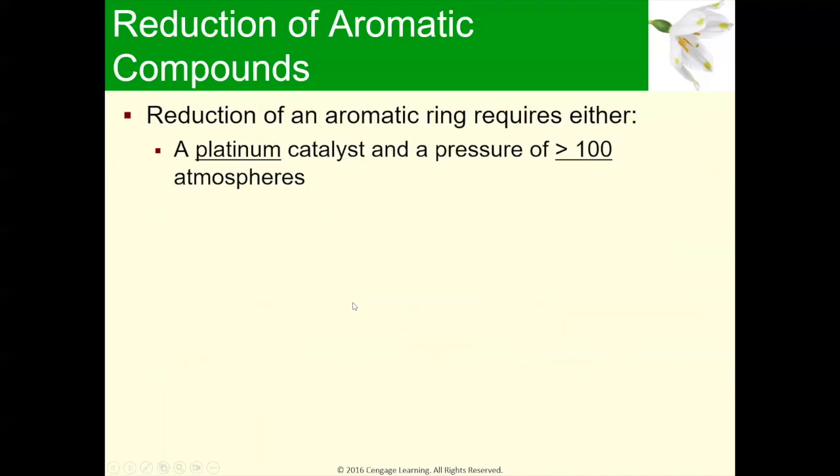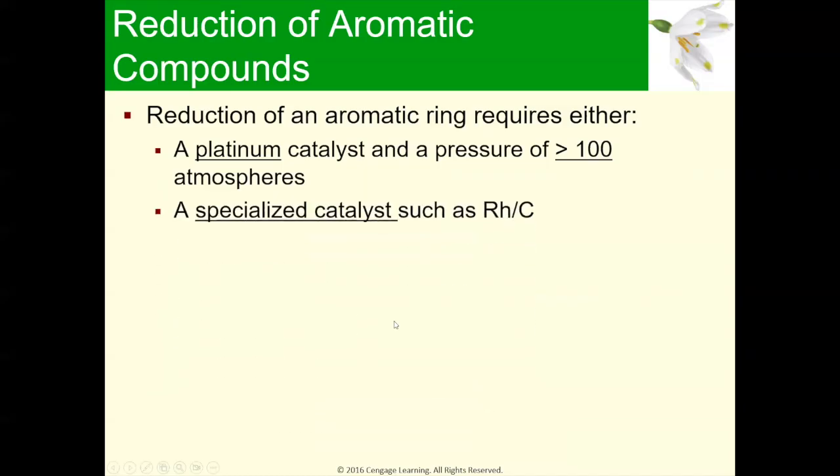Okay, so how do you, if you really did want to reduce the aromatic compound to a cyclohexane, just an alkane, how do you do it? Well, you could do it with a platinum catalyst, but it also requires very, very high pressures. Pressures over 100 atmospheres of hydrogen.